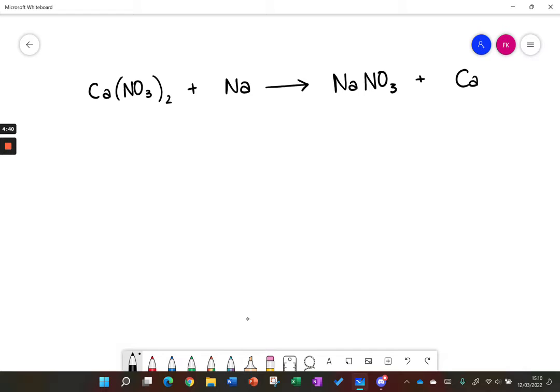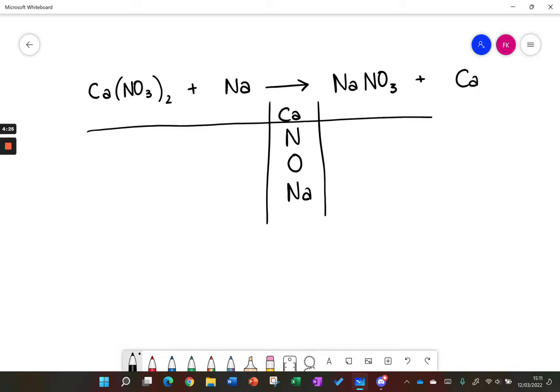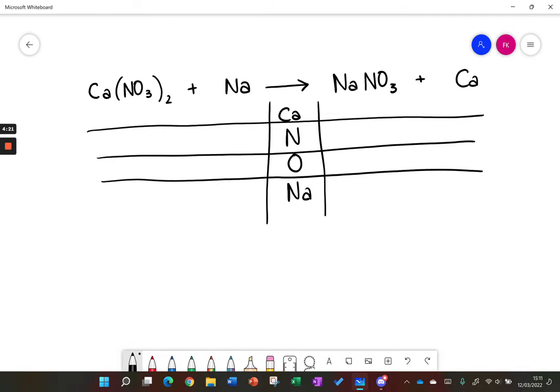So for example, in this one we have calcium, we have nitrogen, oxygen and sodium, and they're all of the elements. So then I'm going to just draw a little table with that, looking at each side like so.